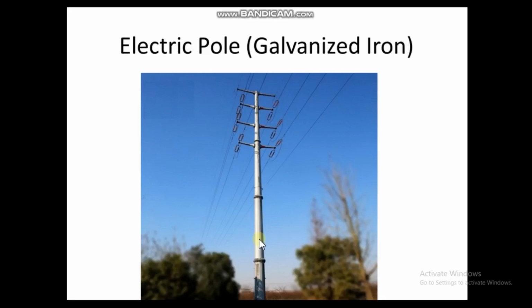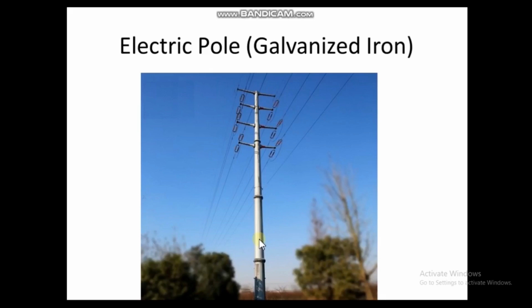So zinc is another metal which is given as a coat on top of the iron, and when it is done in the industries, this is known as galvanized iron. This process is known as galvanization, where a thin layer or thin coat of zinc is given on top of the iron. And the iron which is obtained after the galvanization process is known as galvanized iron.